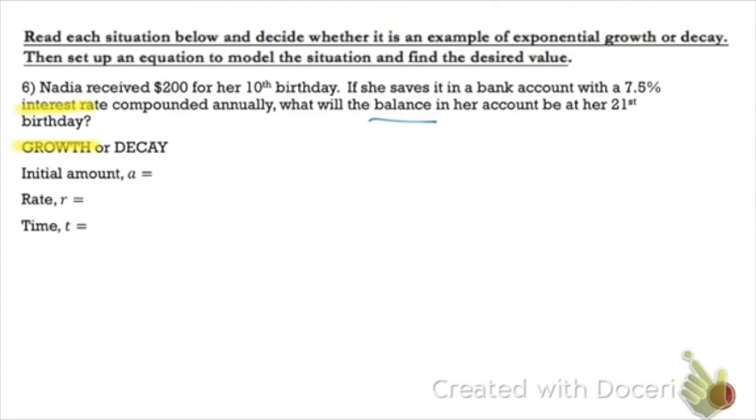So our initial amount is $200. The rate is 7.5%, but remember we're going to move that decimal, have to put in the 0, so 0.075. And then 10th birthday, and we want to know 21st birthday. So in 11 years.